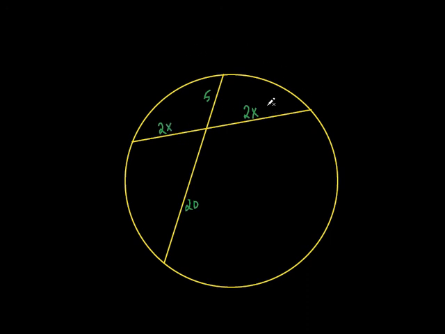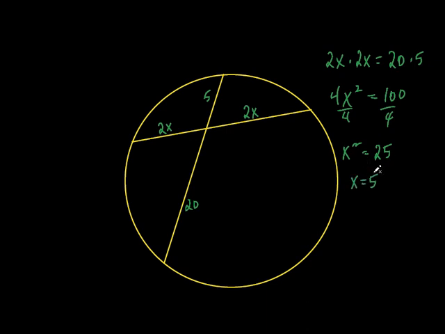So watch. Let's do the math. I go 2x times 2x equals, I'm going to write it all out so you know where I'm getting these numbers from. So this is 4x squared, not 2x squared. It's 4x squared equals 100, all right? And then you divide by 4, and so x squared is 25. Square root both sides, x is 5.